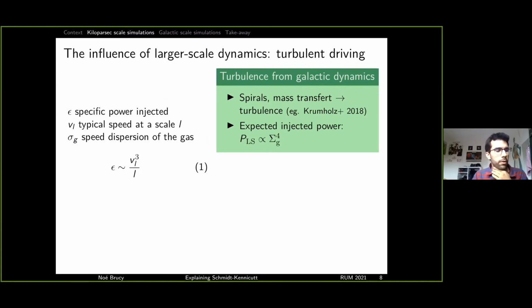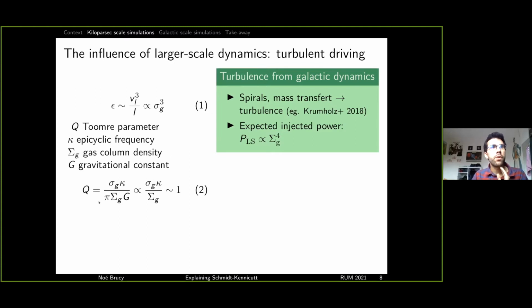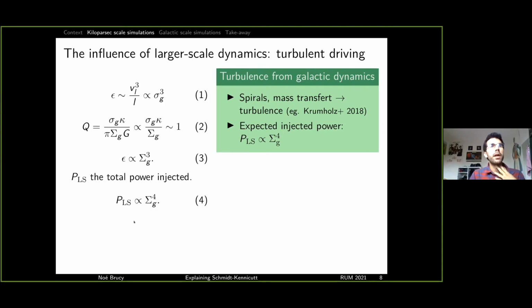We can have a rough estimate of the injected power, mainly by assuming that the Toomre parameter is constant and equal to 1, and since we keep the same stellar content, we can expect that the epicyclic frequency is also constant. So at the end, we can have an estimation of the injected power that scales as the column density to the power 4.